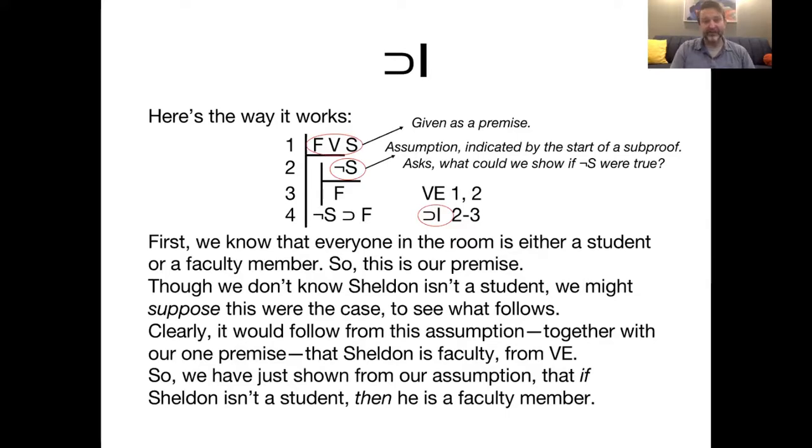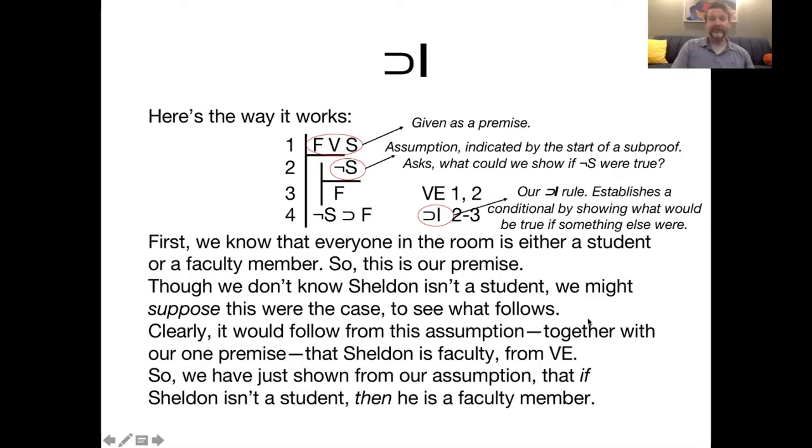But it's important that we never pull any of these sentences that occur in the subproof out to the main level of proof, because we're just doing suppositional reasoning here, reasoning about what might be the case if some other things held, and we're not actually demonstrating that any of these things are true. Okay, so again, our conditional introduction rule establishes a conditional by showing what would be true if something else were true. So we just showed if this thing were true, then this other thing would be true, and that is a conditional.